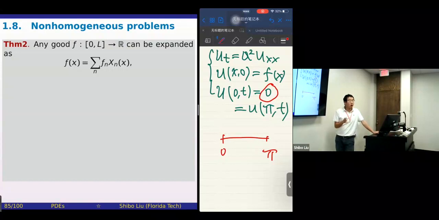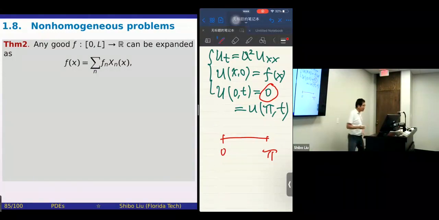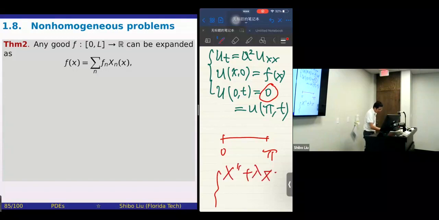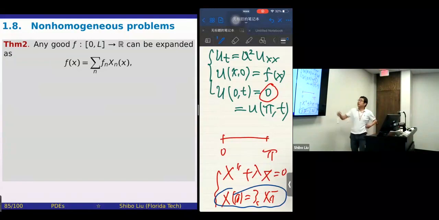Maybe you have noticed that in all our eigenvalue problems, the boundary condition is 0. X(0) is 0, X(pi) is 0, or X(L) is 0, or X'(0) is 0, something like this. We never solved an eigenvalue problem with X(0) equal to 3 and X(pi) equal to something. We will never encounter this. This is not an eigenvalue problem. For an eigenvalue problem, the boundary condition for X is always 0. If it is not 0, then this is not a homogeneous boundary condition. We have never studied this kind of problem.